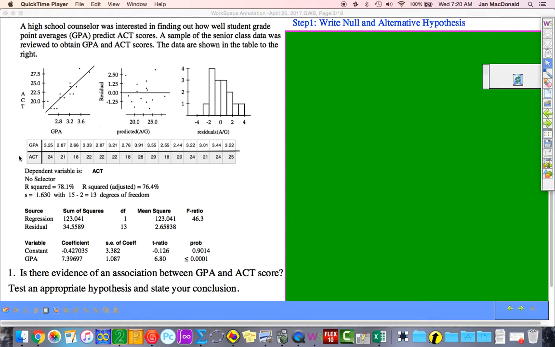Okay, so here we're given a computer printout. Right now we're going to be using our computer printout to answer most of our questions. Notice they tell us that the dependent variable, and again, Y is our dependent variable or our response variable, is ACT score. So that means ACT scores depend on GPA.